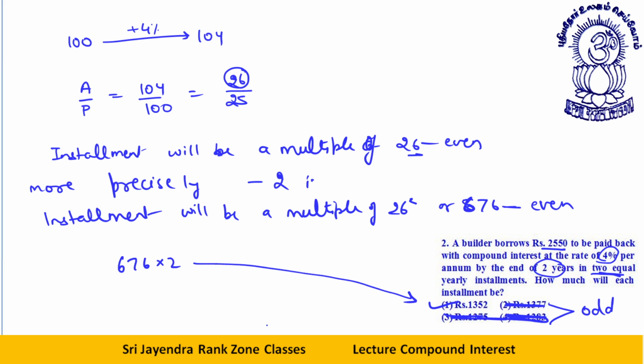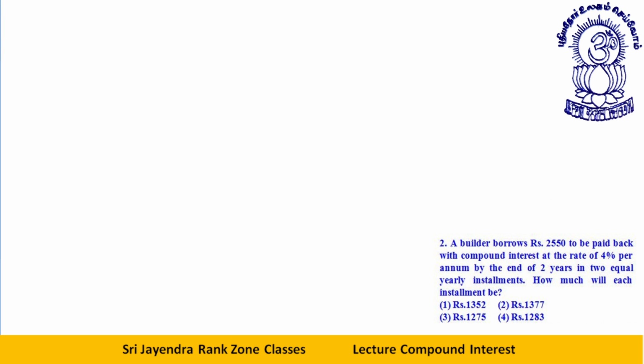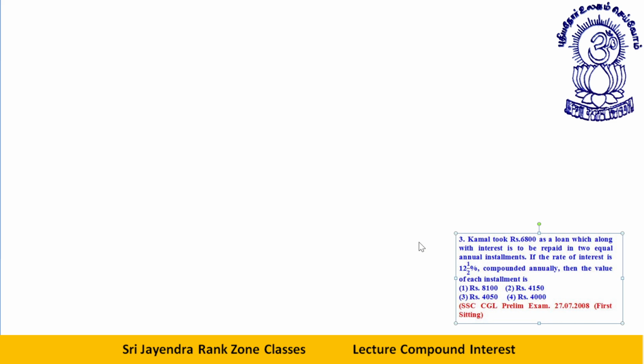Okay, dear friends, let's take the next one. Let me show you the next question. Kamal took rupees 6800 as loan, which along with interest is to be paid in two equal installments. If the rate of interest is 12.5%, then the value of each installment is? Rate is how much? 12.5%.